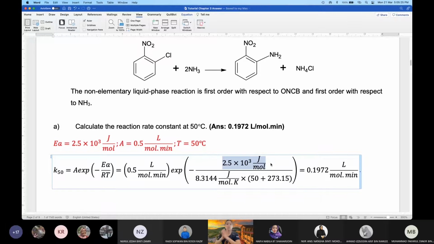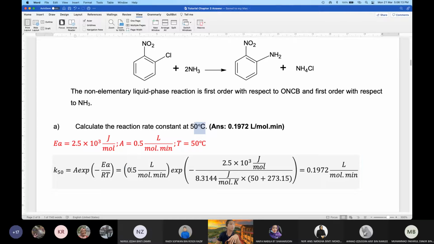Divide by your R. As I told you, there are only two: 8.3144 or 1.987. Look at your energy unit. In this case it is joule, so the R value is 8.3144 joule per mole Kelvin. Then multiply with temperature. The Arrhenius equation says to multiply by temperature. You must remember that in the R value, the temperature unit is Kelvin. However, in my question, the temperature is given in Celsius. So you just convert Celsius to Kelvin by adding 273.15. Very straightforward, just plus 273.15.